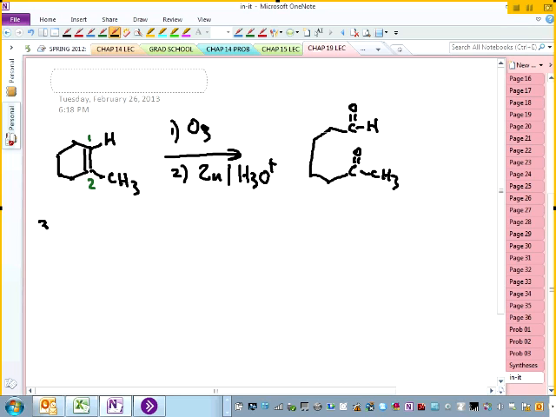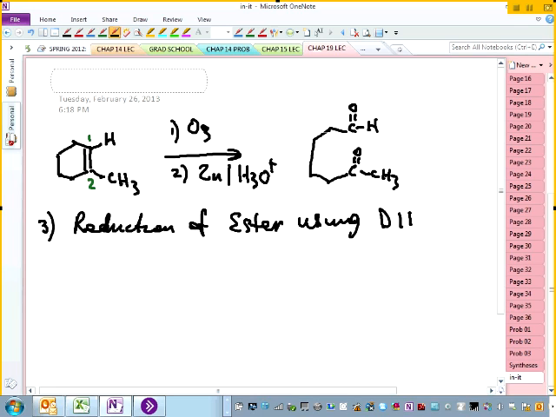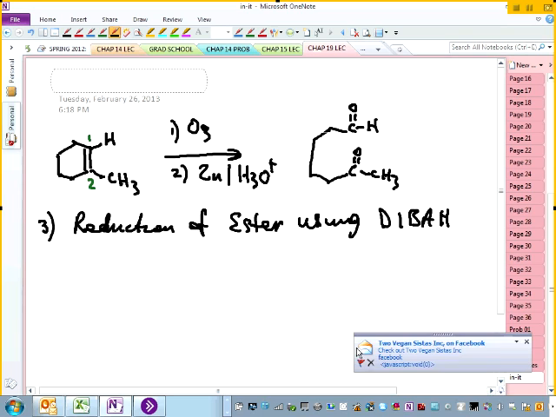We could also, okay, this is method number three, convert an ester to an aldehyde. Okay, so I would say reduction of ester using, this should be a new reagent, DIBAL. Okay? And what is DIBAL? DIBAL is this here.